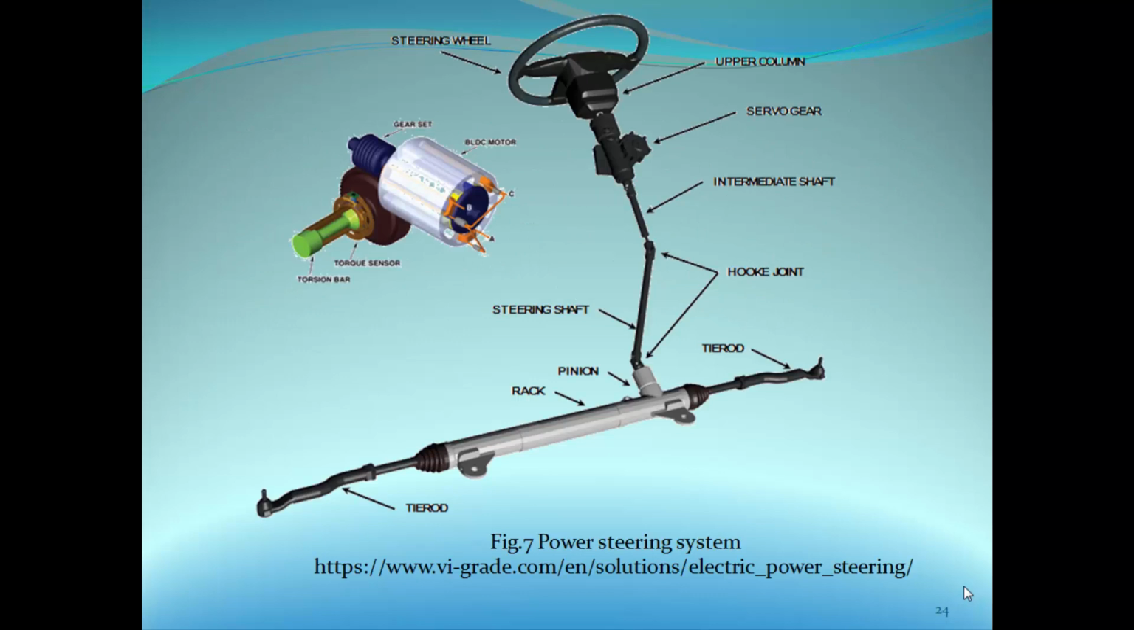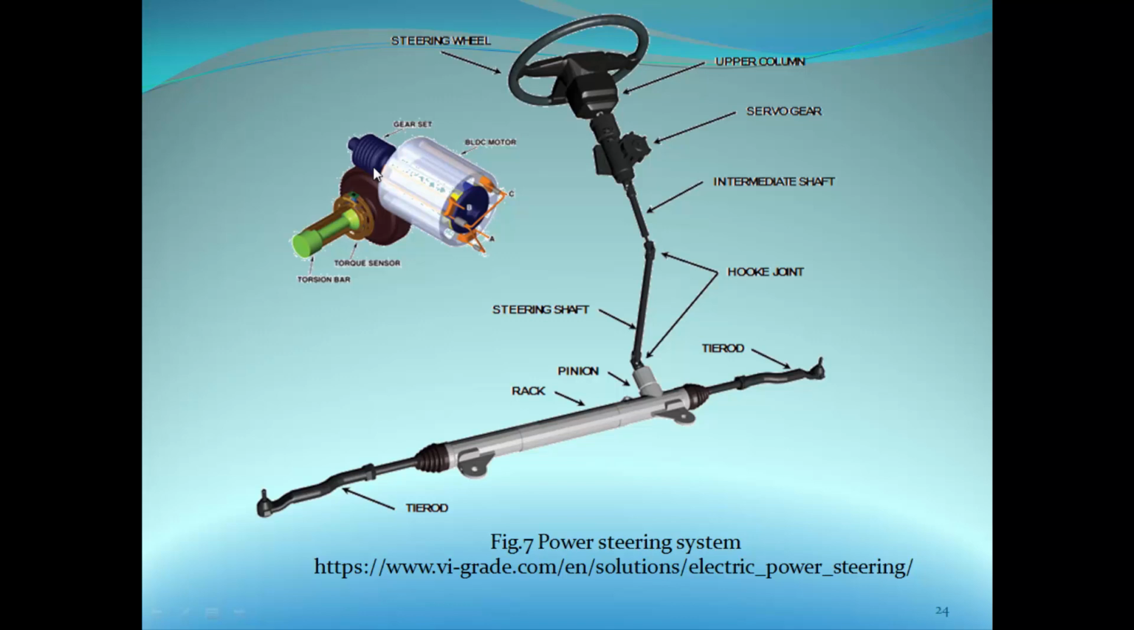So as we can see here is the steering wheel. We have here the upper column and servo gear. We have here also the intermediate shaft and the universal joints. And we have here the tie rod, also the rack and pinion, the steering shaft. And we have here the tie rod, the other tie rod. Also, if you wanna use the automatic type, you have to use the motor.